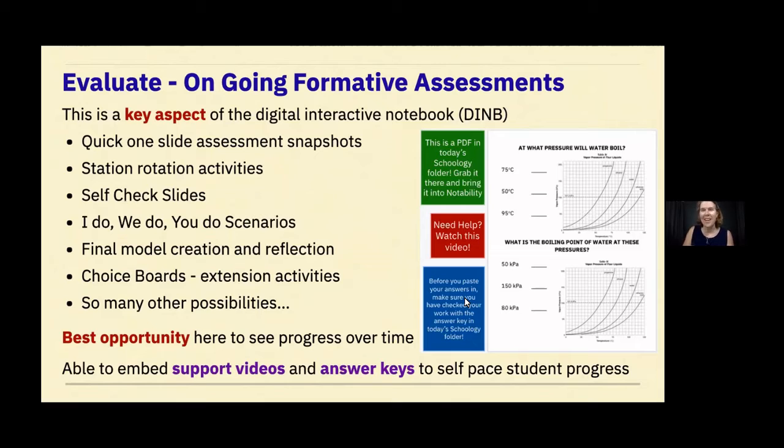And then I'd go in comments and be like, I want to look at this again. But these are quick one-slide assessment snapshots. They could be parts of station rotation activities, self-check slides, I do, we do, you do scenarios, final model creation. I'll show you that later. Choice boards. So many possibilities can be built into a notebook just to do quick snapshots and to keep it all organized. And that's one of the really big things. This is your best opportunity to see progress over time.